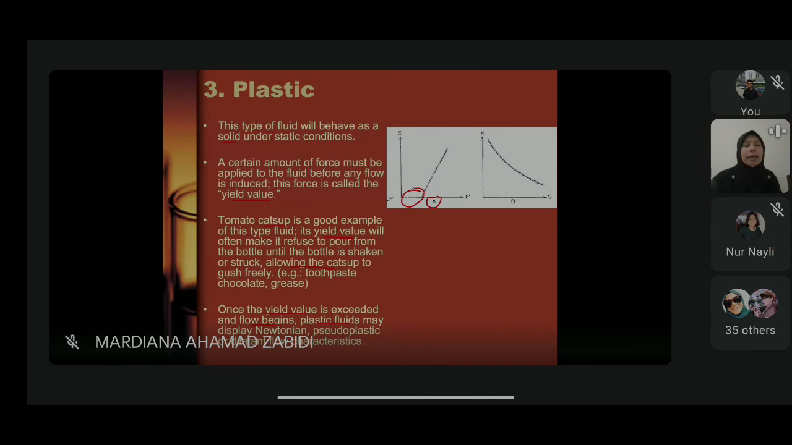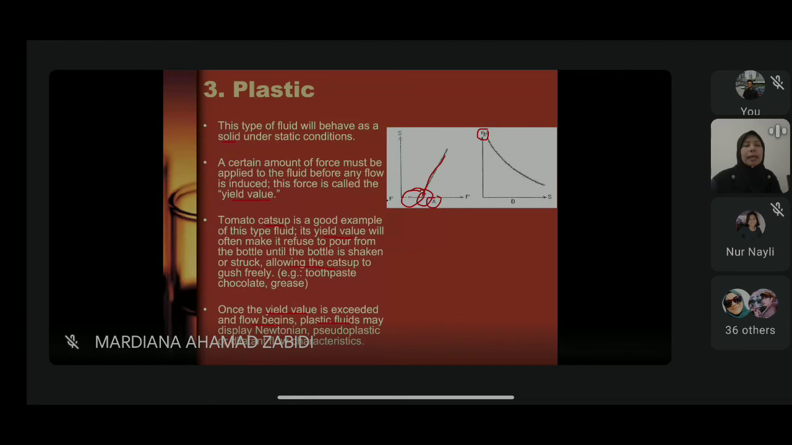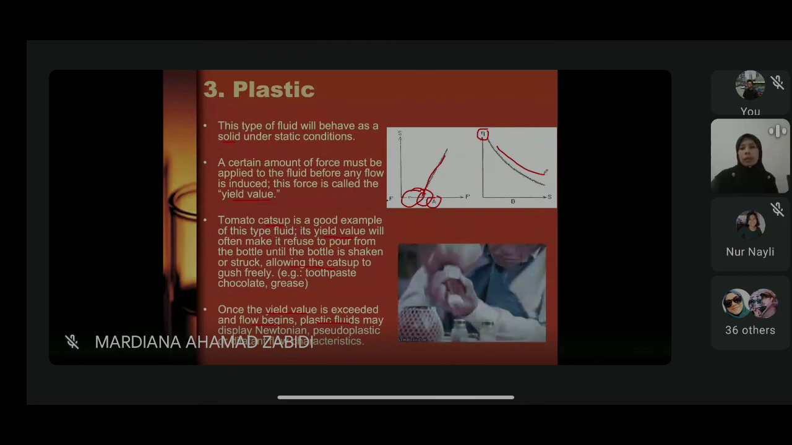there is no change in terms of the viscosity for that particular product. And at this particular point, when the yield value has been exceeded, then only will this particular fluid start to flow out from the bottle. Okay, and for the viscosity, initially it is thick, pekat. Okay, but then when it starts to exceed the yield value, then it can follow the characteristics of either pseudoplastic, Newtonian ataupun dilatant. Okay. Oh, ni gambar dia.